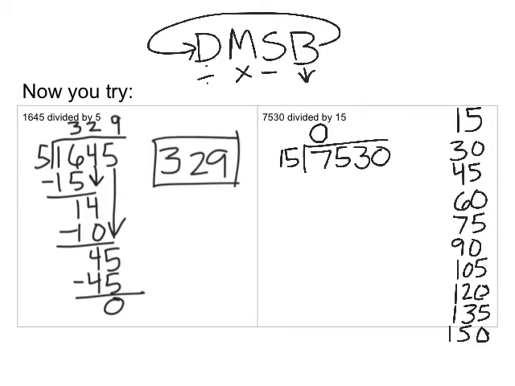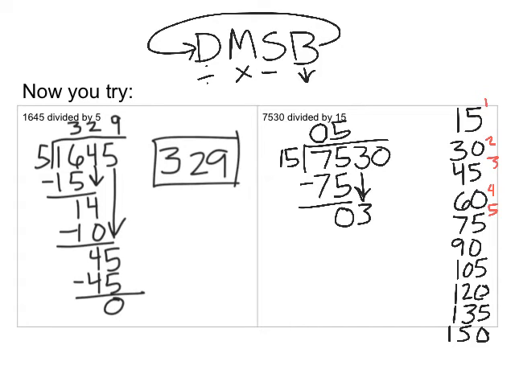So 15 goes into 75. Well, it goes in 1, 2, 3, 4, 5 times. So I'm going to put a 5 up top. And 5 times 15 gave me exactly 75. I'll subtract. I'm just treating these two numbers as the same, or the two digits all together. And I bring down a 3.